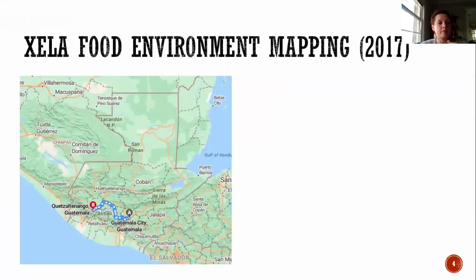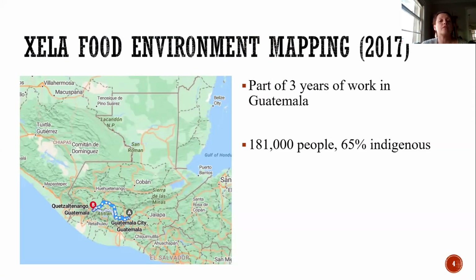The paper that I ended up writing was based on my fieldwork in Quetzaltenango, also known as Xela, which you can see is west of the capital, Guatemala City, on this map. This city is majority indigenous, 65% indigenous. And as I mentioned, this was a 12-month stint of fieldwork that's part of over 3 years of work I've done in the country in total.